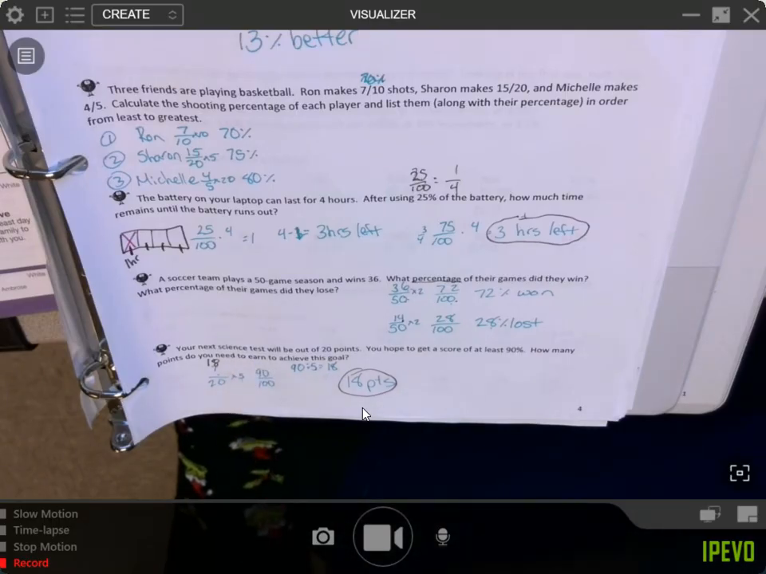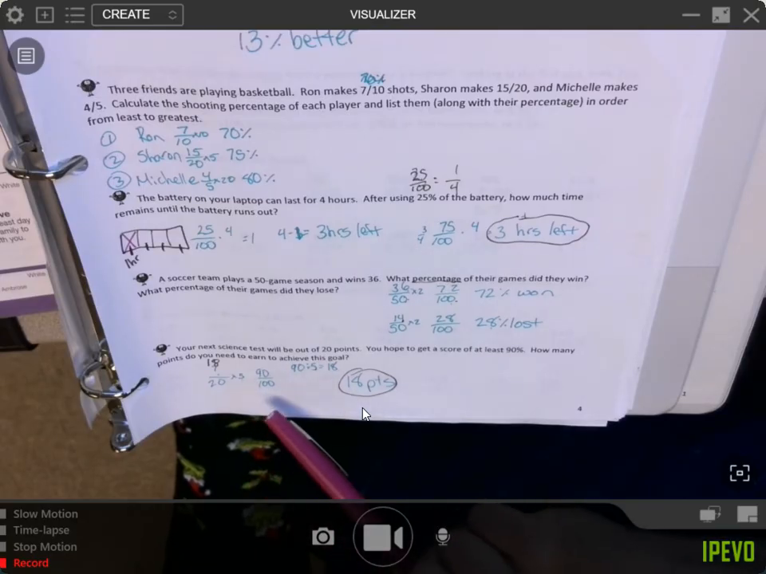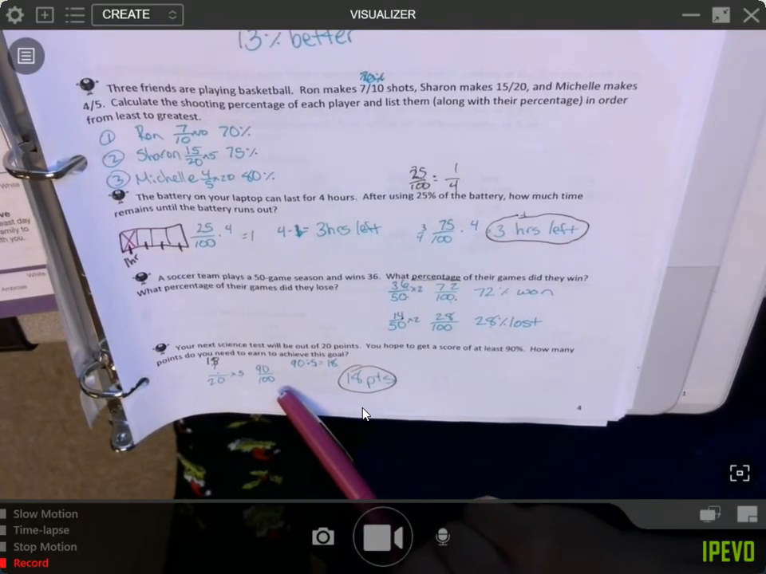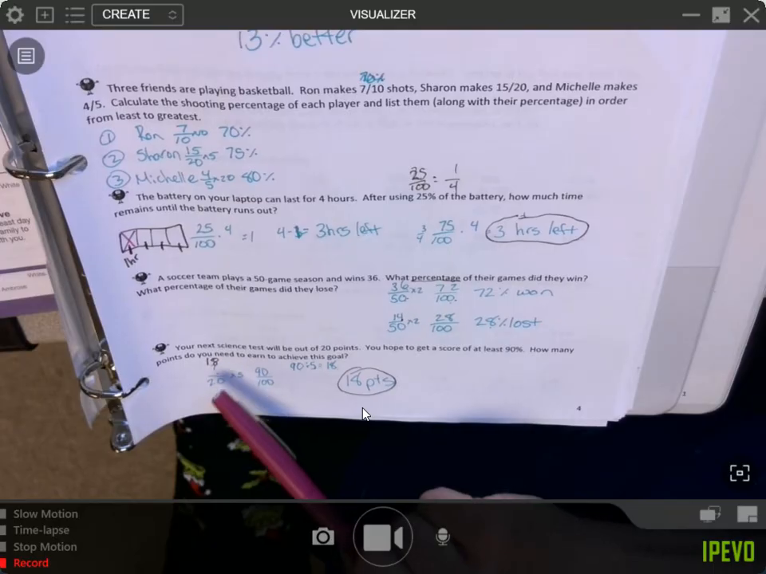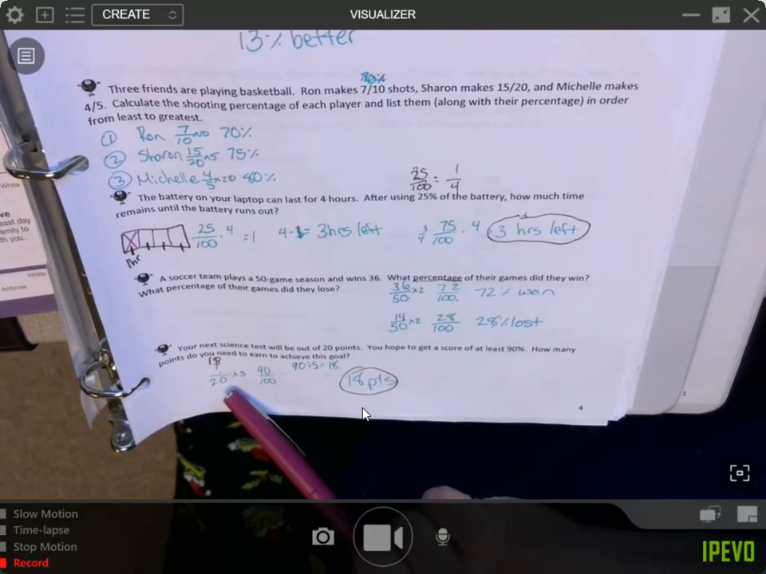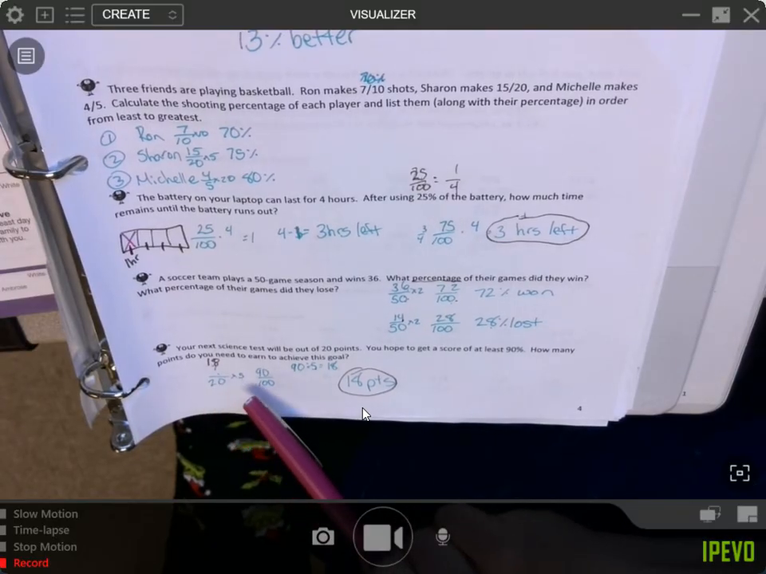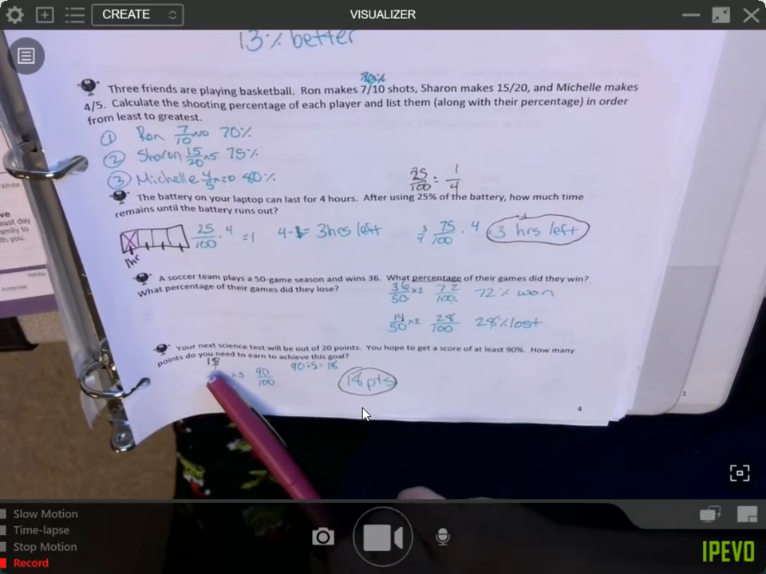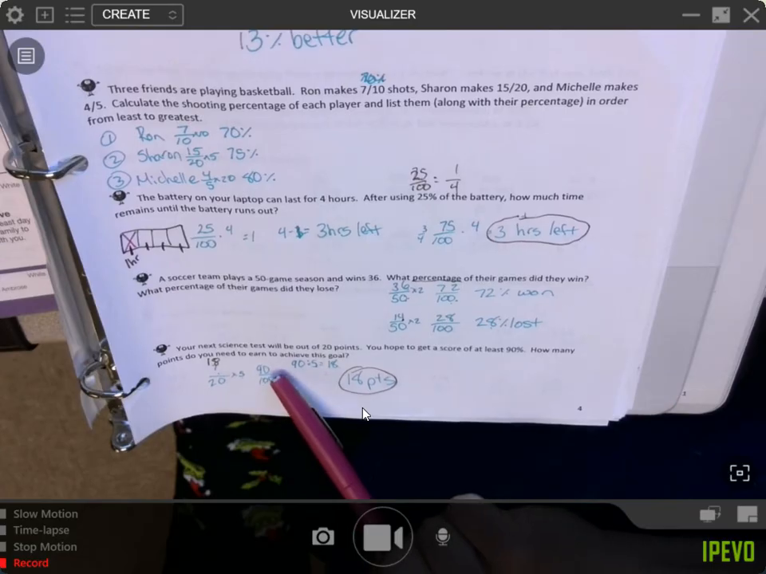Then our next science test will be out of 20 points. You hope to get a score of at least 90%. How many points do you need to earn to achieve this goal? So if we want 90 out of 100, 90%, we need to figure out what out of 20 gets us there. So to go from 20 to 100, we multiplied by 5. So what do I multiply by 5 to get to 90?